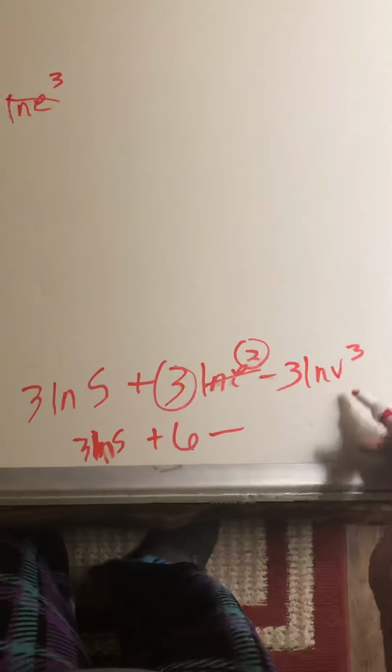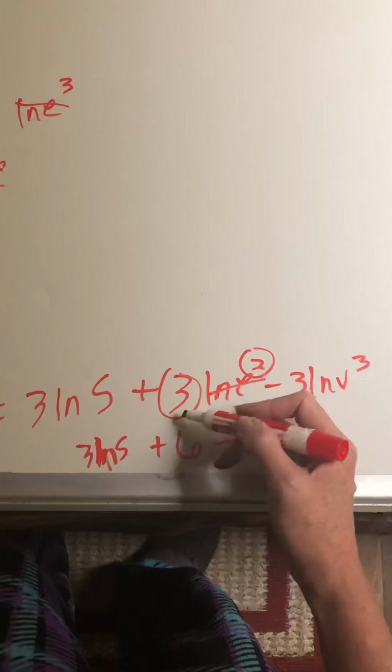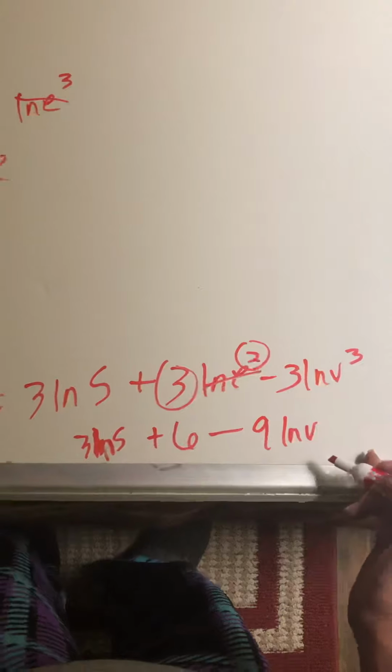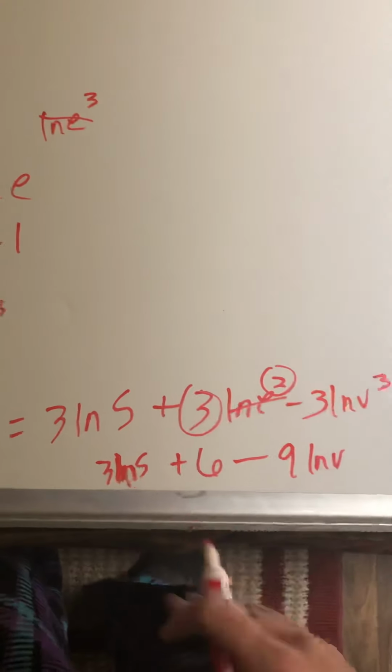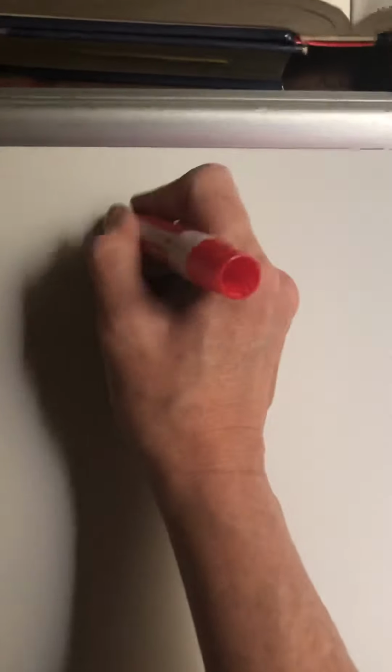Minus, here, this 3 needs to be multiplied by that 3. Just like that 2 was multiplied by that 3, this 3 needs to be multiplied by this 3 and get 9, and then you've got ln v. So that's the way that one should have worked. So just be careful with those. I wanted to show you those things. Okay, so now for lesson 83.